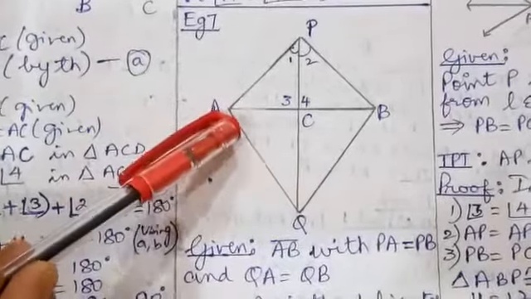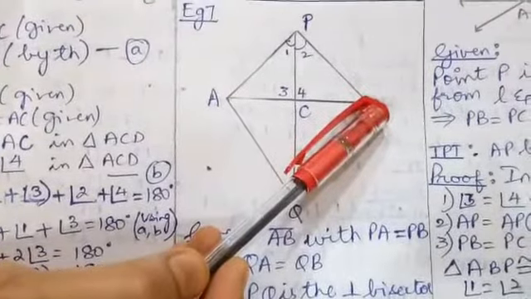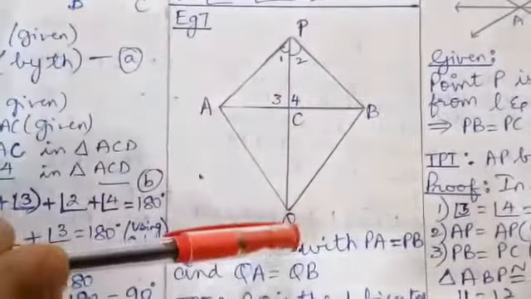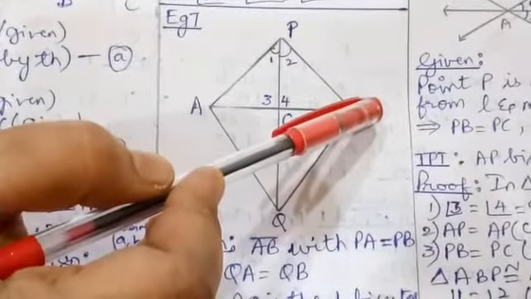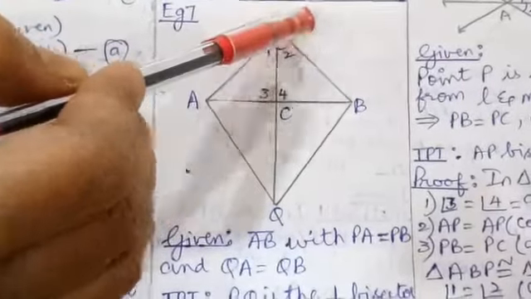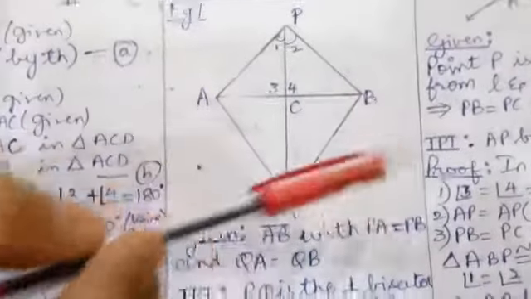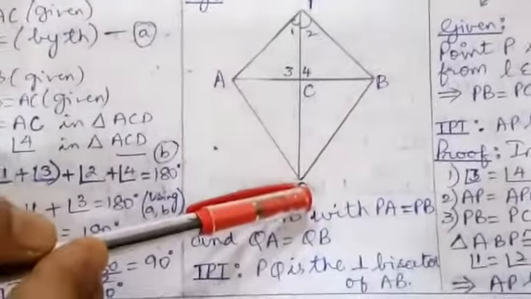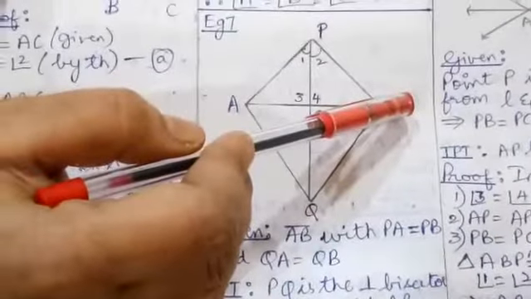So here we have a line segment AB. The points P and Q lie on the opposite sides of the line segment AB such that the point P is equidistant from the ends of the line segment AB. Also, the point Q is equidistant from the ends of the line segment AB.